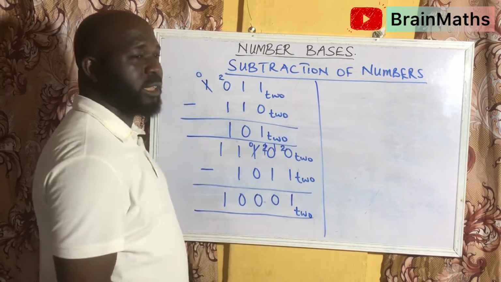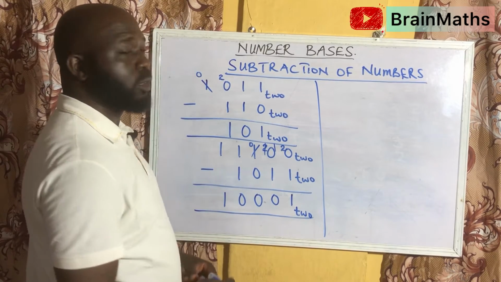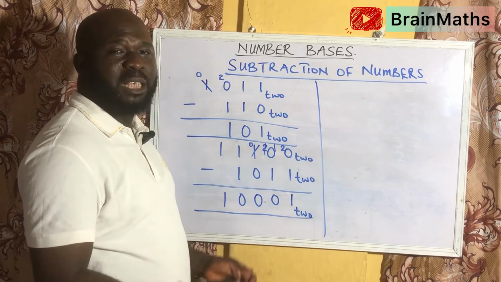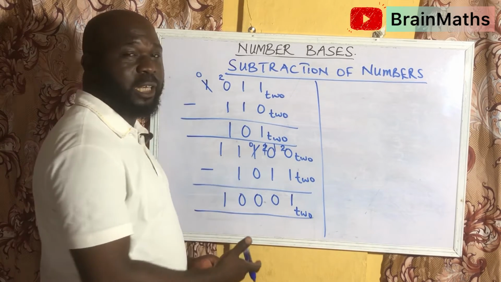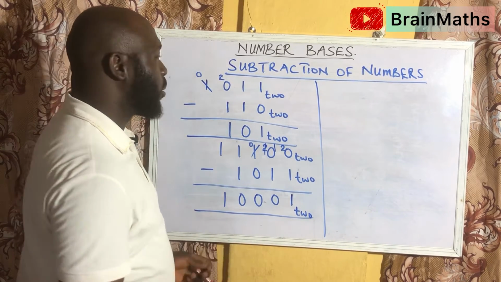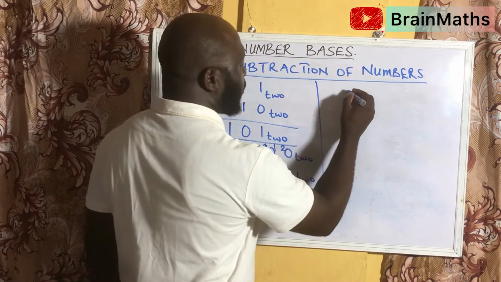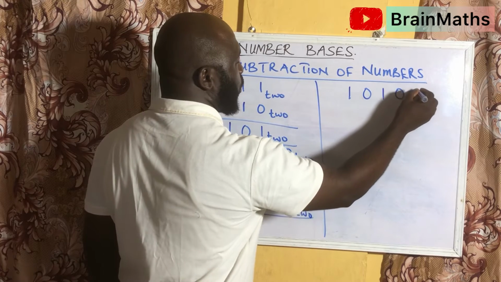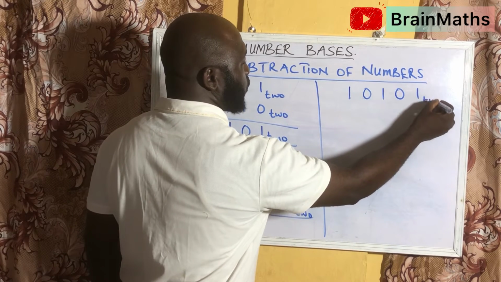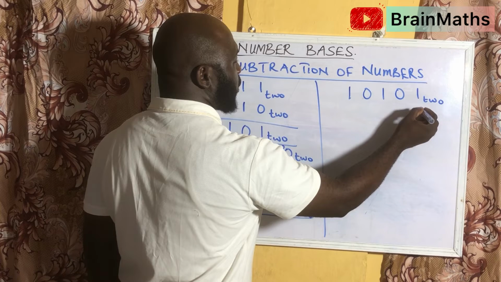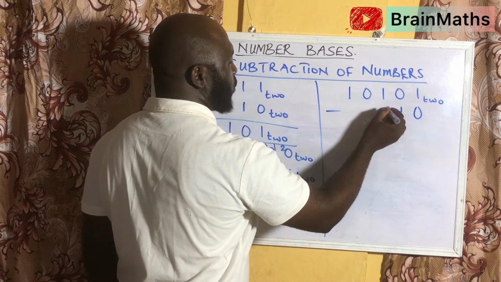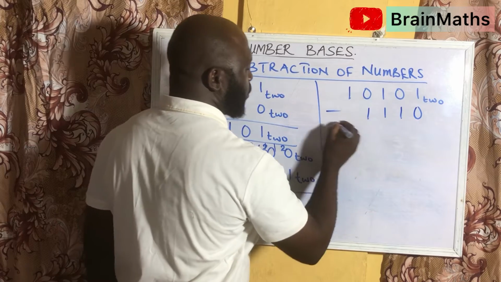Before we move to other bases, let's take one more question under base 2, because this is where we need to take our time, because once this is clear, every other base becomes simple. So we have 1, 0, 1, 0, 1 in base 2 to be subtracted from 0, 1, 1, 1.